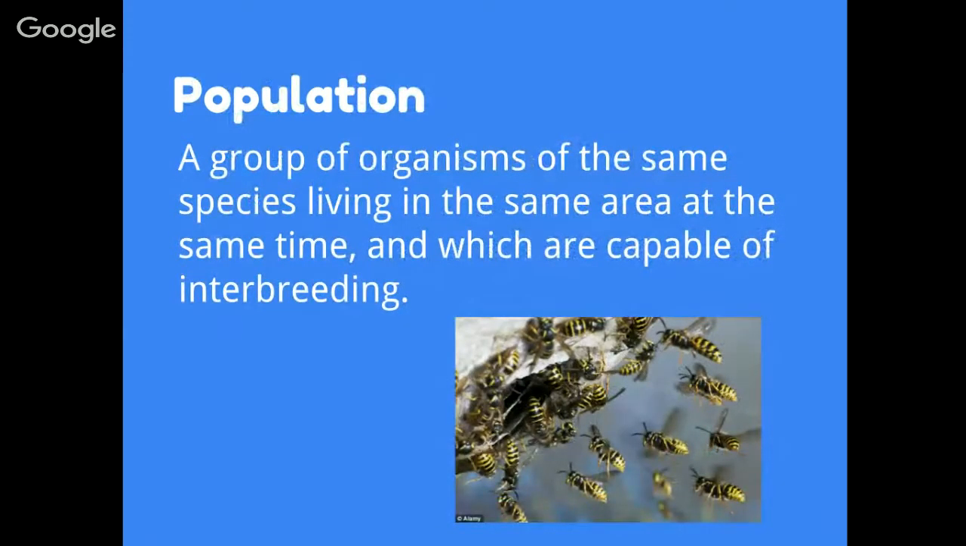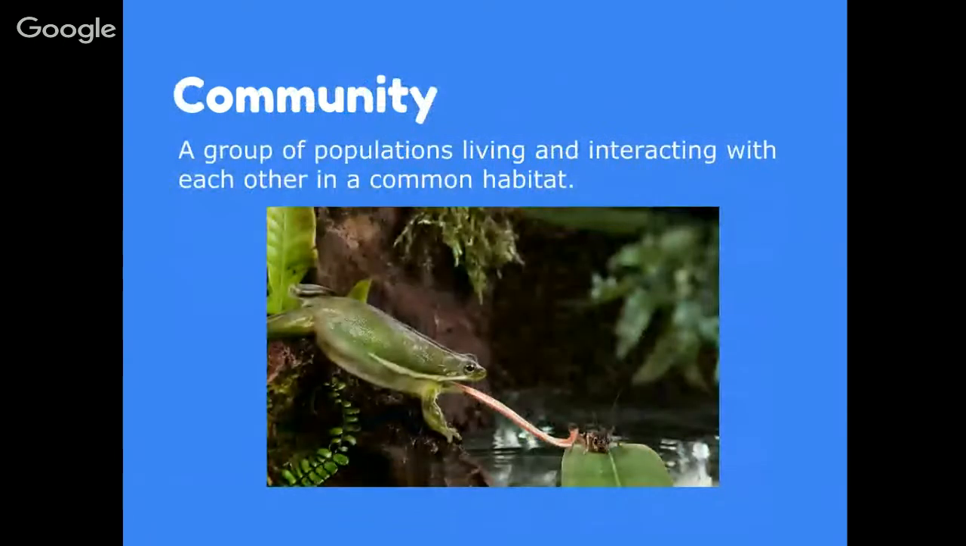A population is a group of organisms of the same species living in the same area at the same time and which are capable of interbreeding. So, for example, all of these bees together, or hornets it looks like, would be together a population of insects. A community is a group of populations living and interacting with each other in a common habitat. Now, generally, when we talk about a community, we're only talking about the biotic factors, so all the living things together. We'll talk about abiotic factors in just a second.